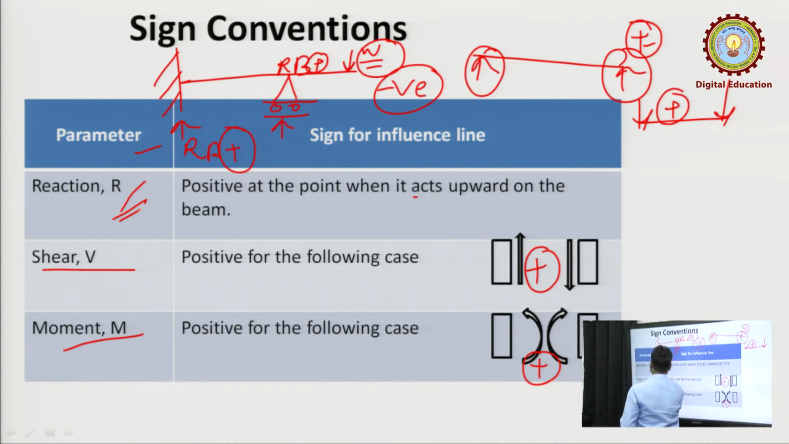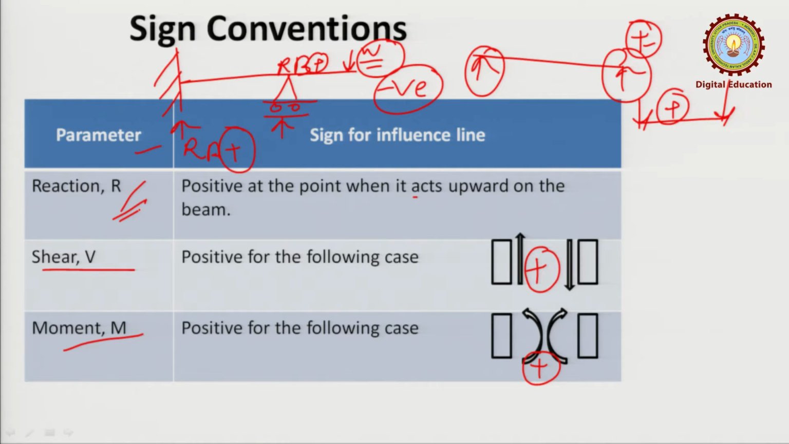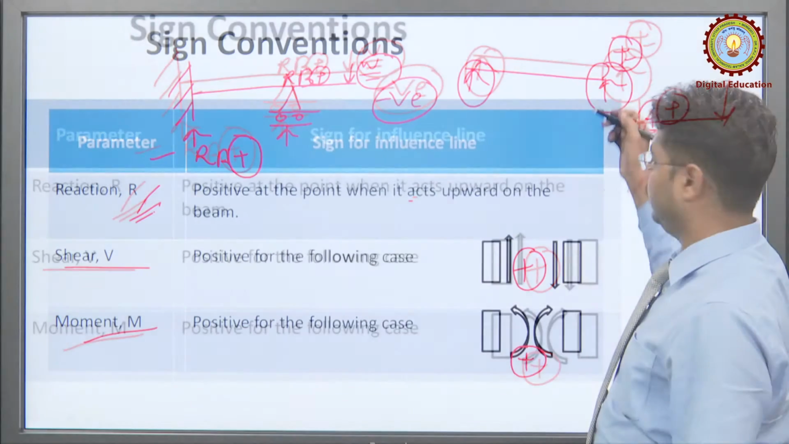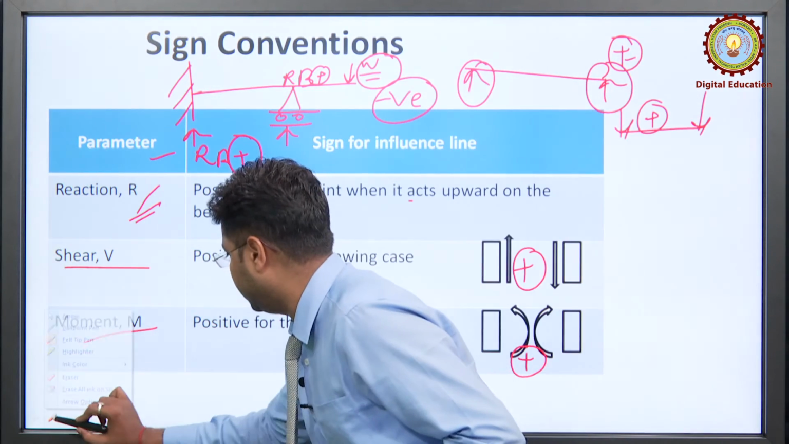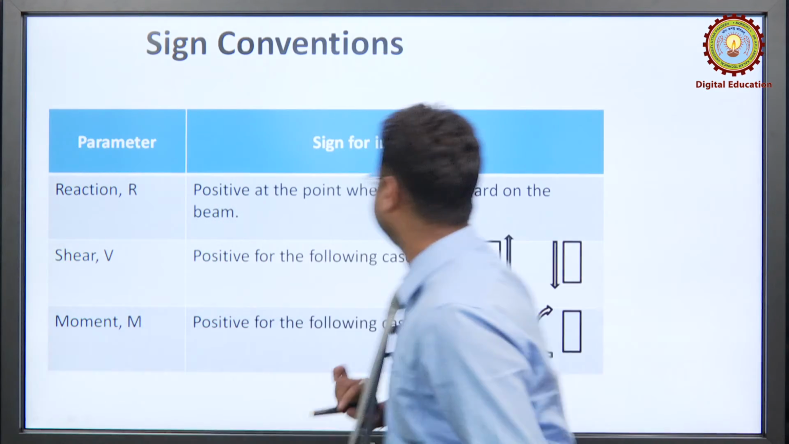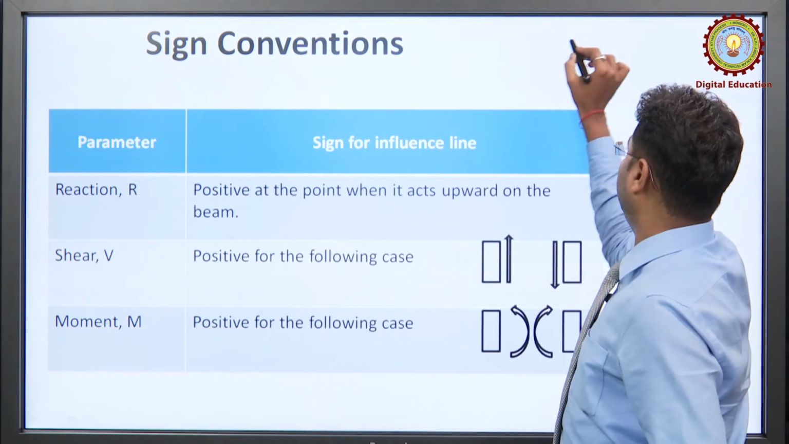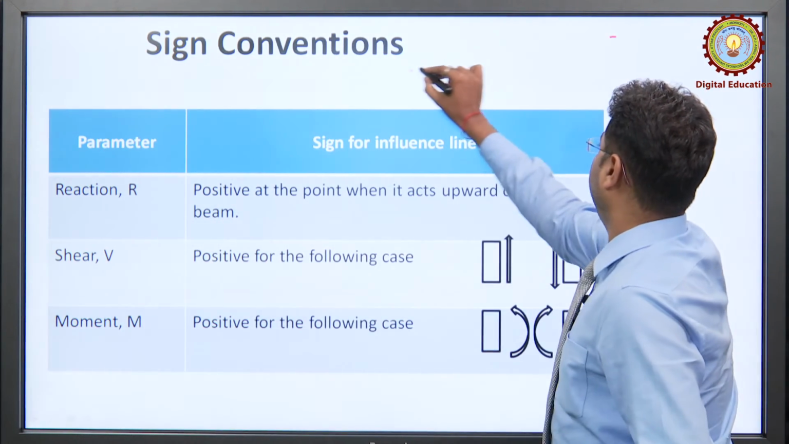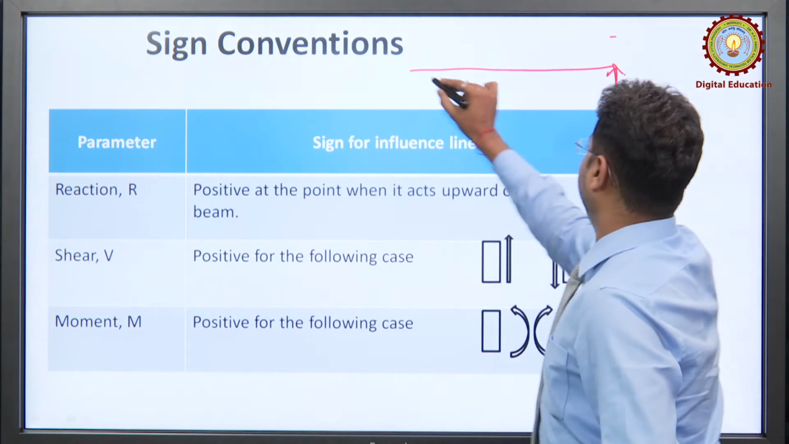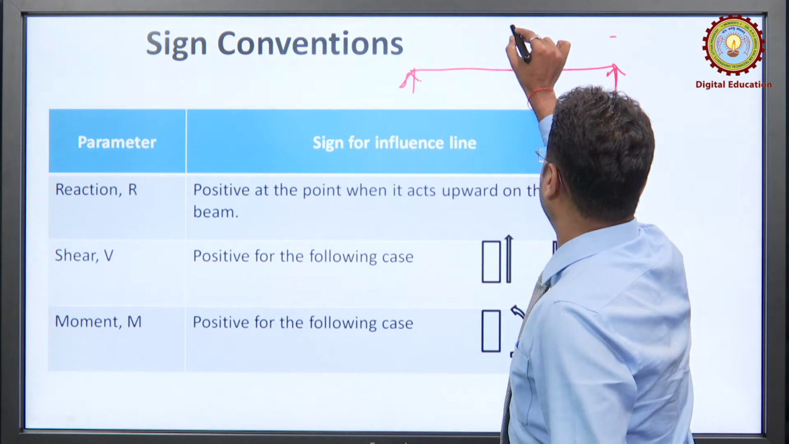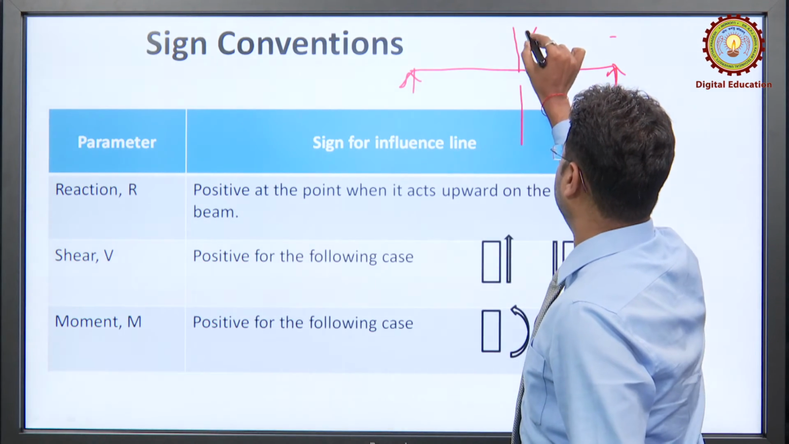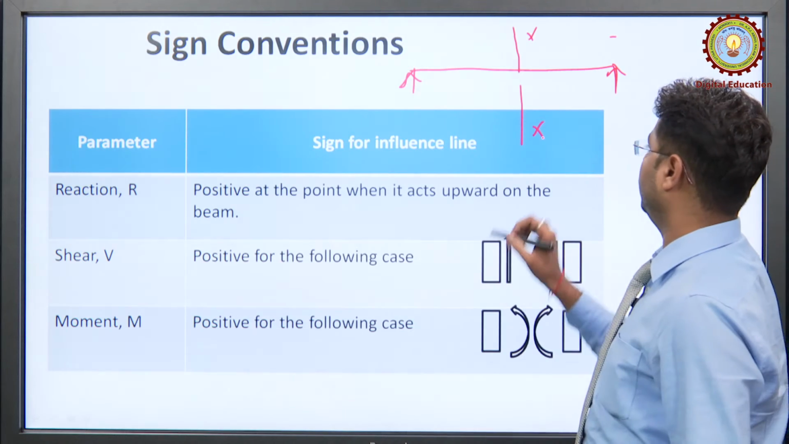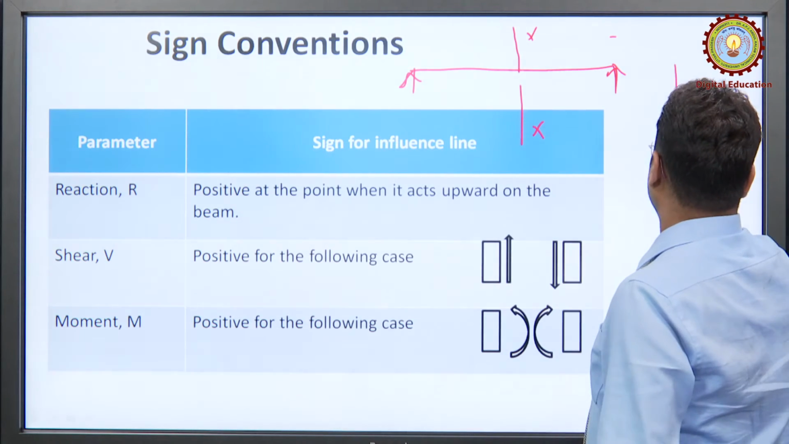What is the second point telling us? Shear. How can we decide a sign for shear? As I told you in the last slides, if we have a beam, and its section is given as x.